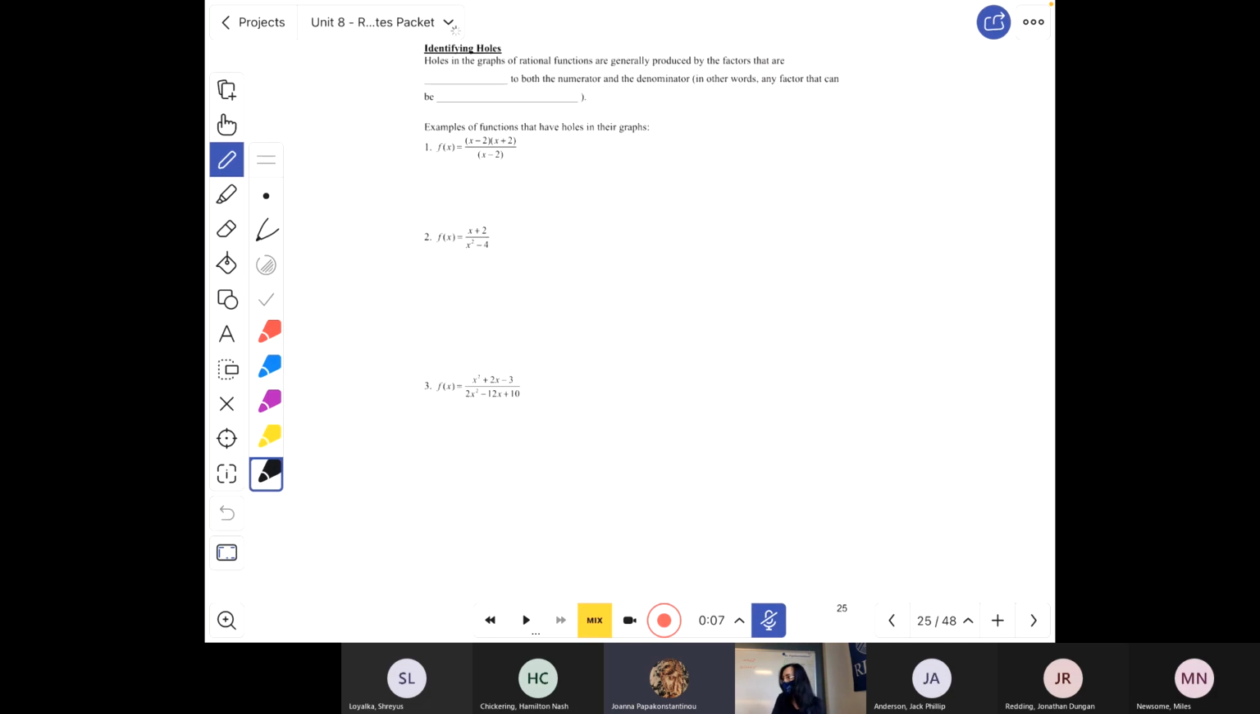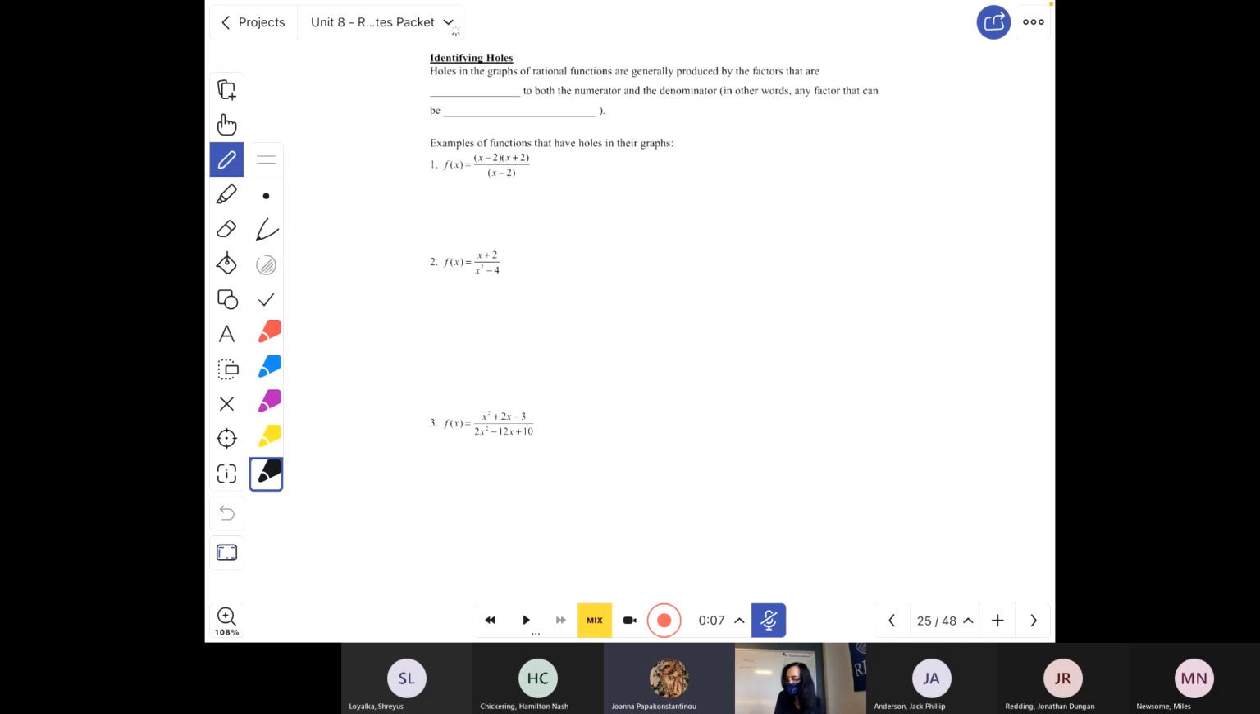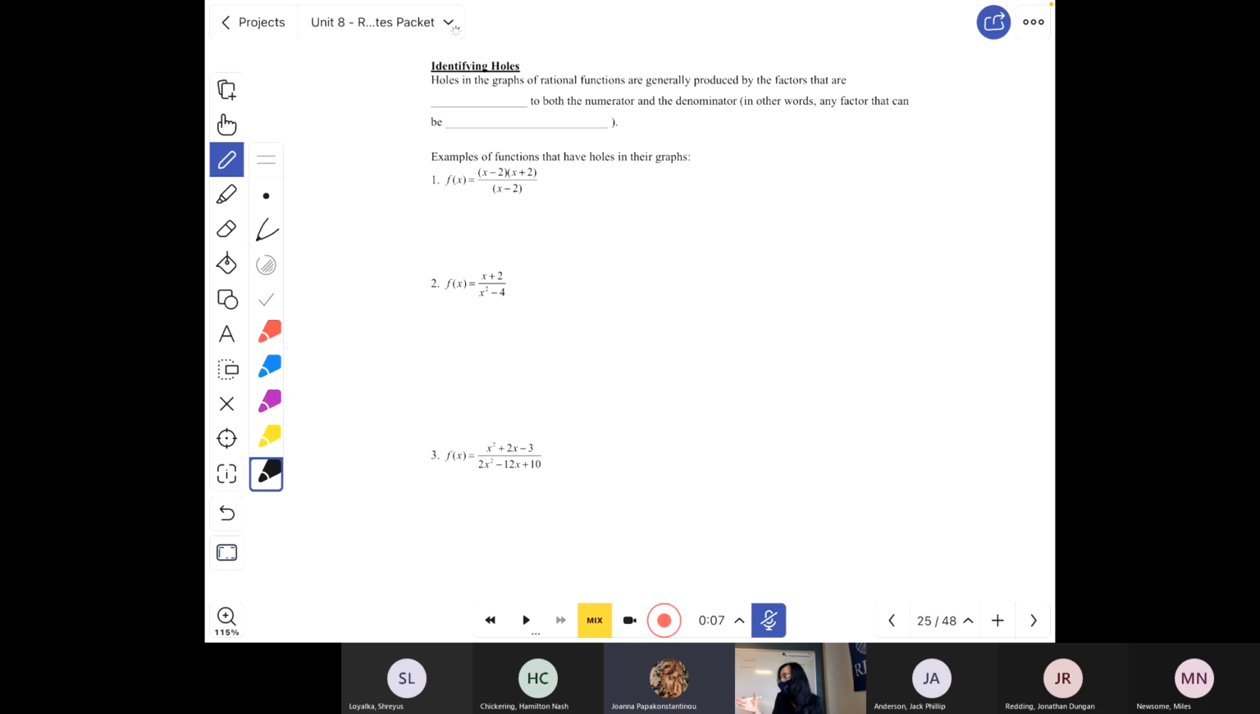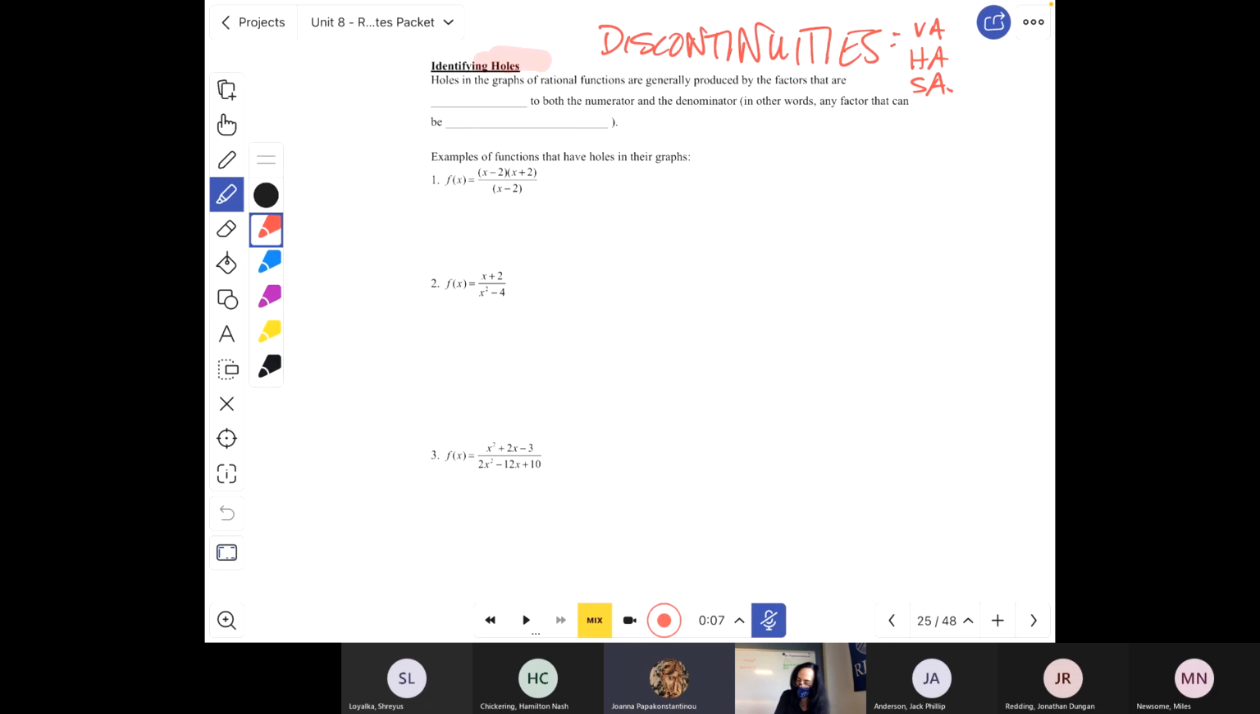Now, that's great. So we've graphed rational functions that have vertical asymptotes, horizontal asymptotes, slant asymptotes. There's another discontinuity, right? Because these are all breaks in the graph. We have vertical asymptote, horizontal asymptote, slant asymptote, and now we have holes. Literally points that don't exist in the graph of the function.